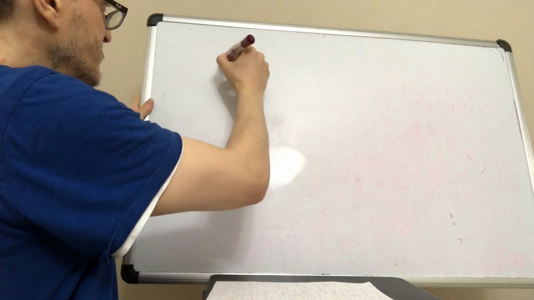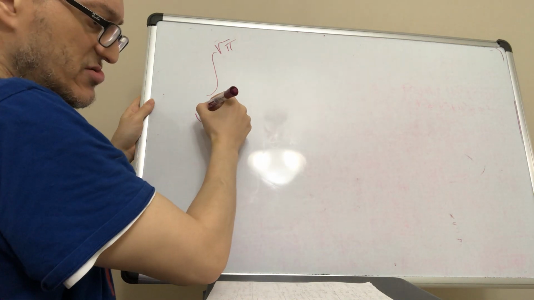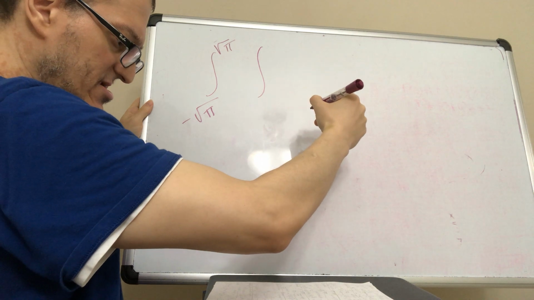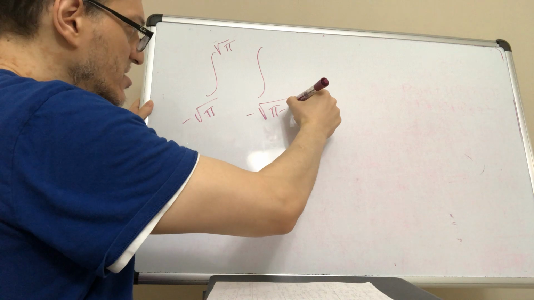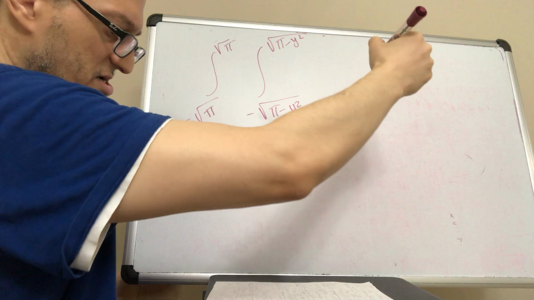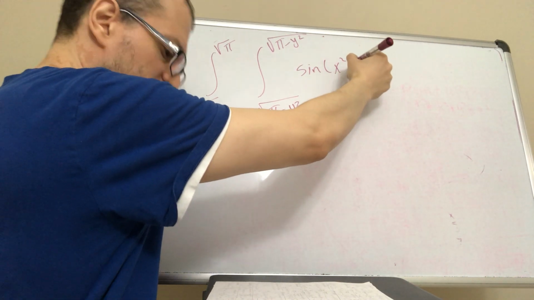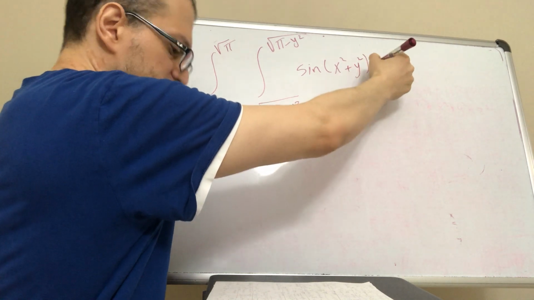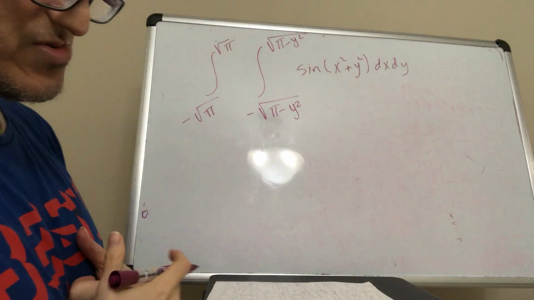So for example, from root pi to minus root pi, integral minus pi y squared to pi y squared, and it's sine of x squared plus y squared dx dy, and he's telling you to use polar.